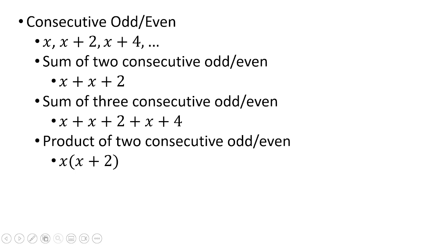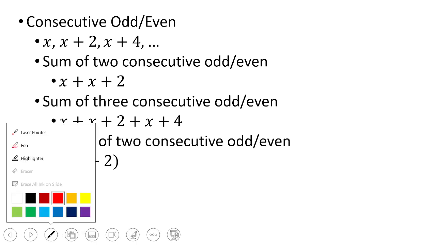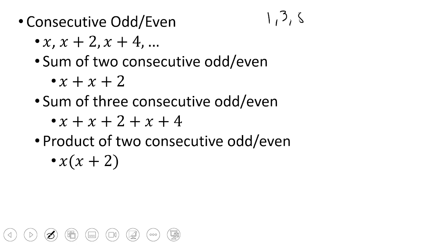Now we can also have consecutive odd or even numbers. Just to recap, odd numbers are the numbers ending in 1, 3, 5, 7, and 9. And then for the even, these are the numbers ending in 2, 4, 6, 8, and 0.